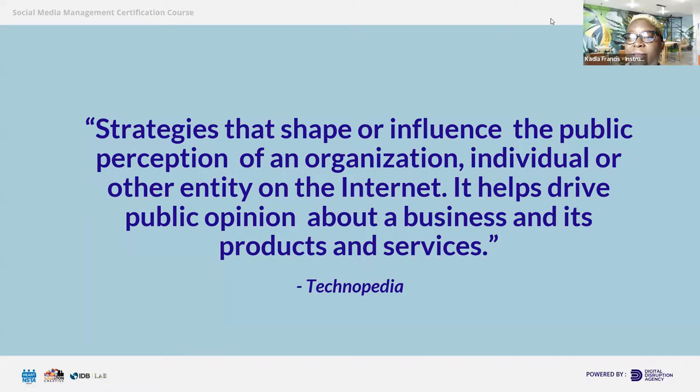All right. And so when we talk about online reputation or reputation management, what we're talking about is a strategy. And I want you guys to realize that it's all strategy, okay? So strategies that shape or influence the public's perception of an organization, individual, or other entity on the internet. So online reputation is how you are perceived on the internet, and it helps drive public opinion about a business and its products and services, okay? So now notice I said perception, not truth. It's about how you are perceived. The truth of it is another matter altogether, right?